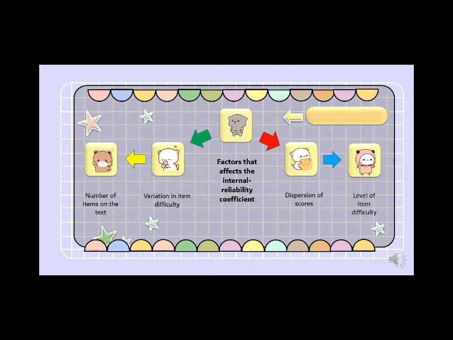So these are the factors that affect the internal consistency reliability coefficient: number of items on the test, variation in item difficulty, dispersion of scores, and level of item difficulty.